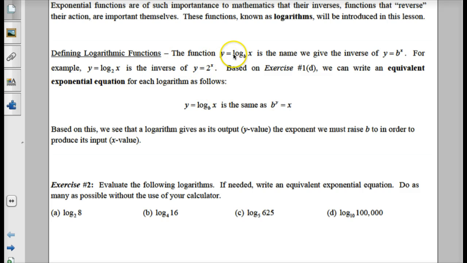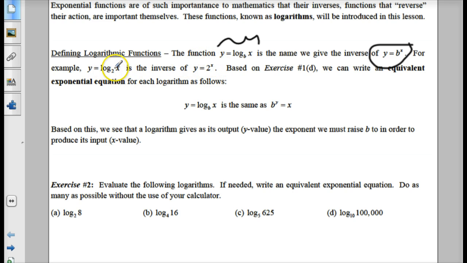The function y equals log to the base b of x is the name given to the inverse of y equals b to the x. This is something that you saw in Unit 10. So today we're going to look at the inverse, which is basically the log part of it. For example, y is equal to log base 2 of x. The inverse would be y is equal to 2 to the x.